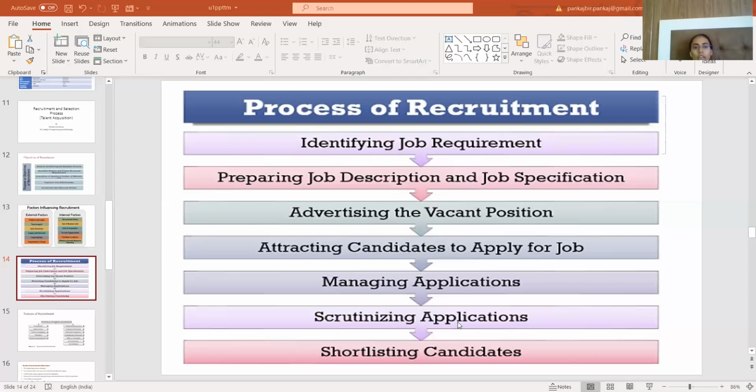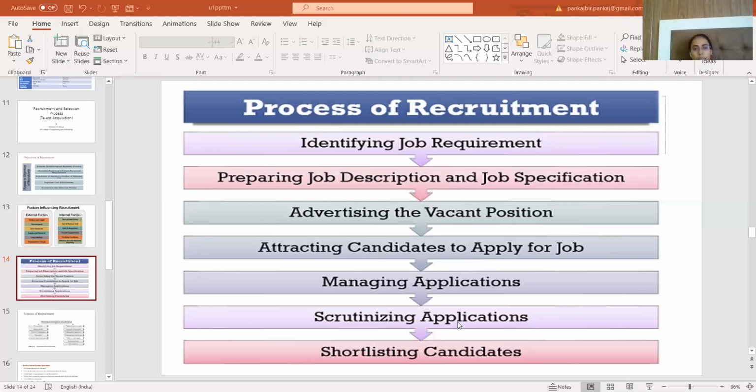The next step is scrutinizing the applications. This is the initial investigation of all the applications through the candidate's profile, thoroughly, because if any required detail or information is not filled in or not provided, you can contact the candidate and get it done.